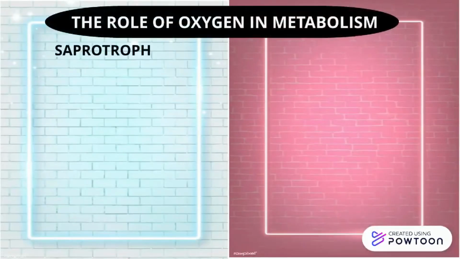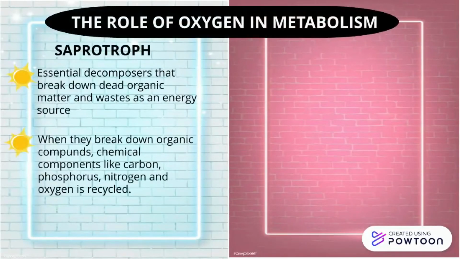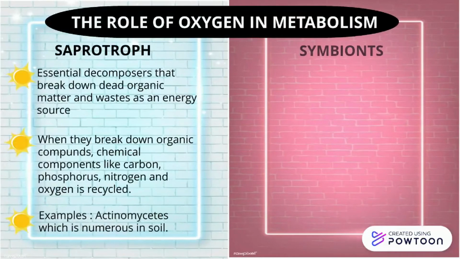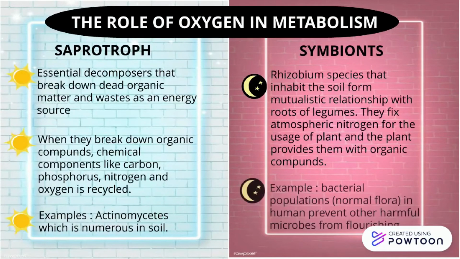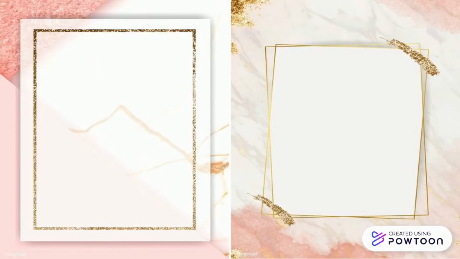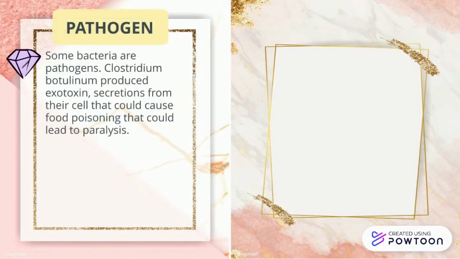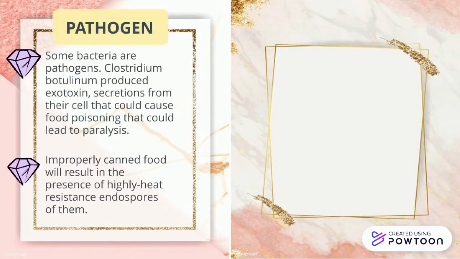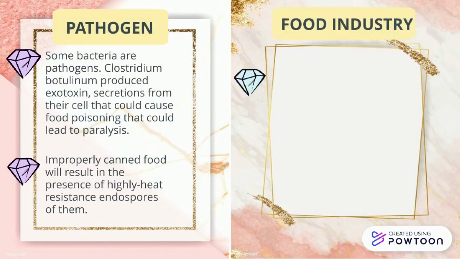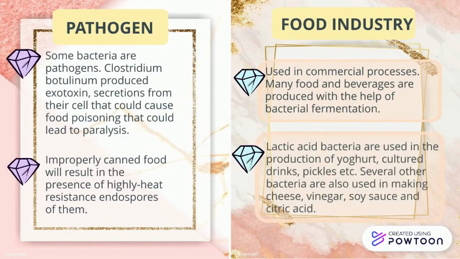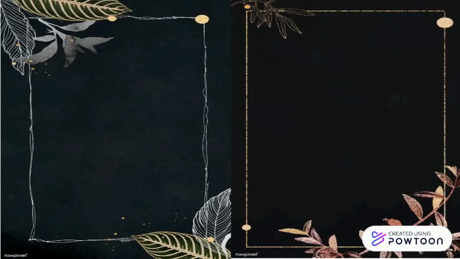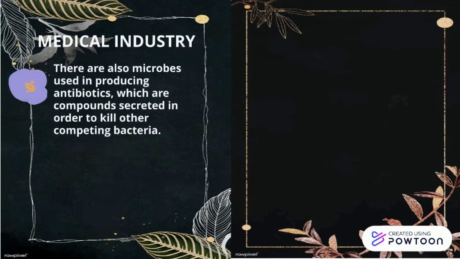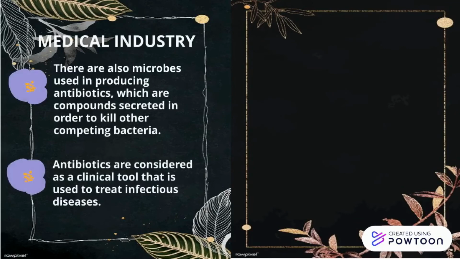Next, the role of oxygen in metabolism, for example, obligate aerobes and symbionts. Bacteria can be a pathogen or can be useful in food industry. Last but not least, bacteria is essential in medical industry and environment.